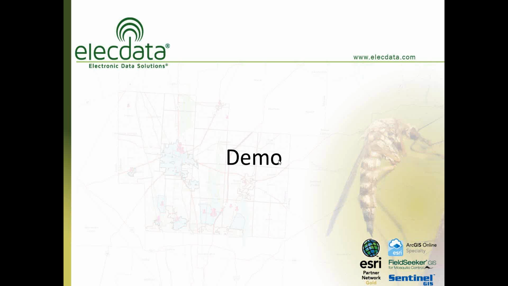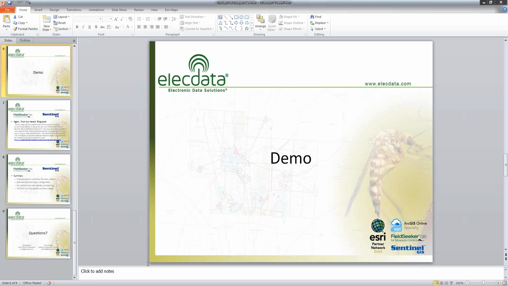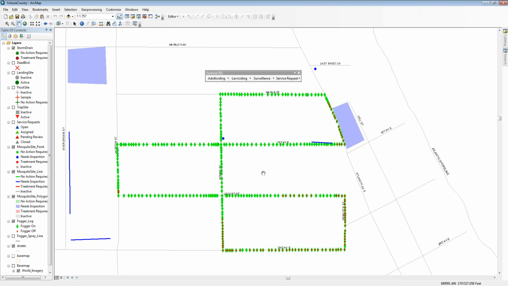So with that introduction, I'll go ahead and do a demo. Because we do have two products, both Sentinel GIS and FieldSeeker GIS, rather than jumping between products, I'm going to focus specifically upon Sentinel GIS first and how it may be configured to support pest control activities. Once I'm finished with that demonstration, I will then switch to FieldSeeker GIS and once again demonstrate how it may be configured and used to support pest control workflows. Let me pull up Sentinel GIS here. We'll start in the desktop application.